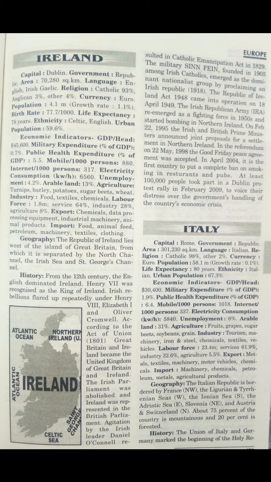The next country is Italy. Capital is Rome. Government is Republic. Area 301,230 square kilometer. Language is Italian. Religion Catholic 98%, others 2%. Currency Euro. Population 58.1 million, growth rate 0.1%, life expectancy 80 years, ethnicity Italian, urban population 67.3%.